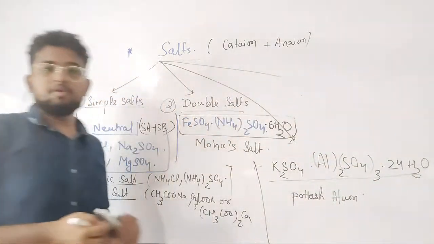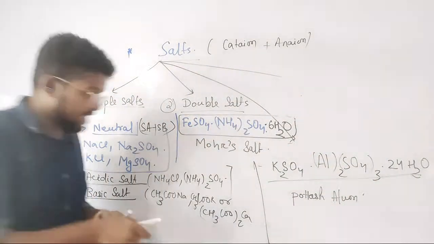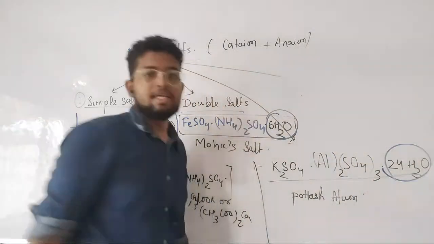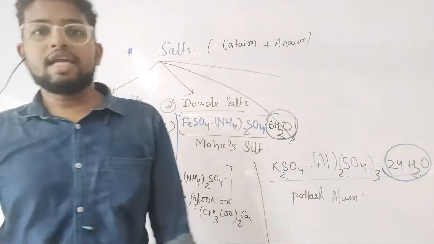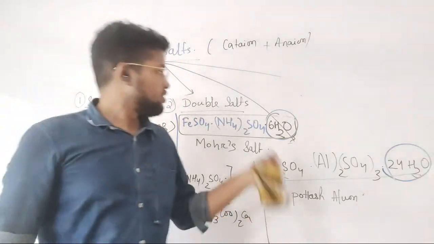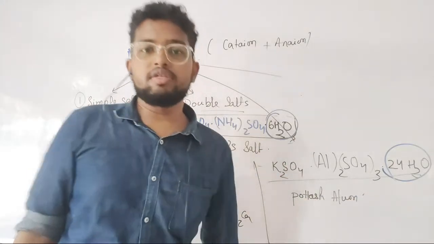I think all of you know about Mohr salt and potassium alum. But can anyone say what is this 6H2O? What is this 24H2O doing here in this salt? Can anyone say? Charan, can you say anyone? What is this 6H2O and 24H2O doing in this salt?